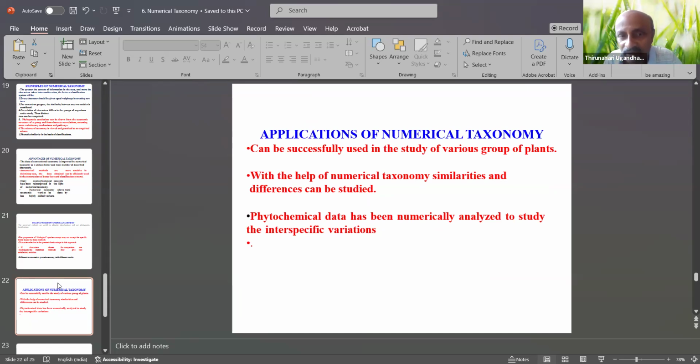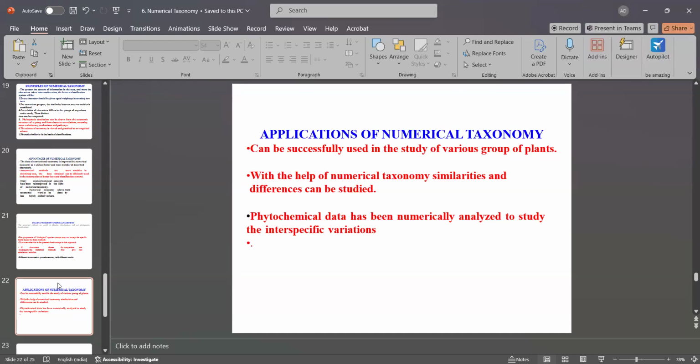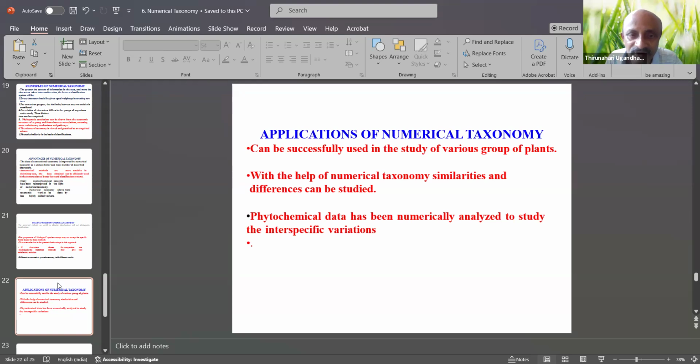This can also be used successfully in the study of various groups of the plants. Then with numerical taxonomy, similarities and differences can also be studied. Similarity characters and dissimilarity characters are also studied in numerical taxonomy. Then phytochemical data has been numerically analyzed to study the interspecific variations.